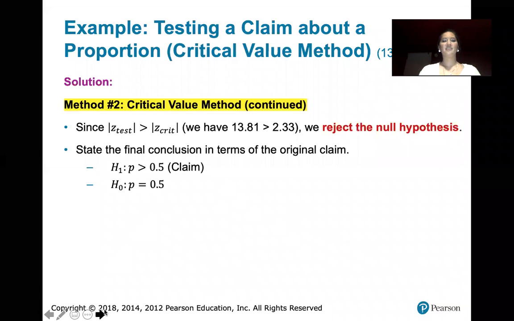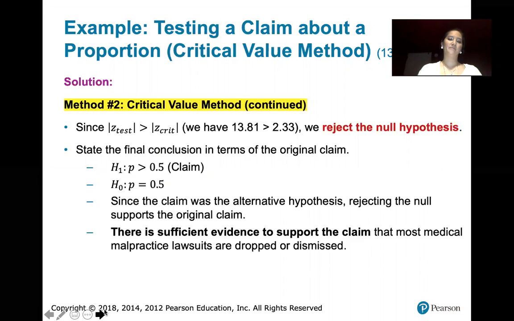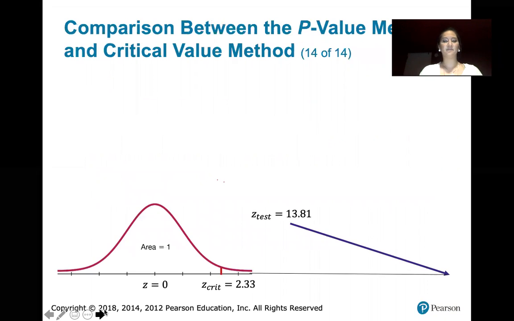And again, we want to state our final conclusion in terms of the original claim. Since the claim was the alternative hypothesis, when we reject the null, we're actually supporting the claim. So there is sufficient evidence to support the claim that most medical malpractice lawsuits are dropped or dismissed.